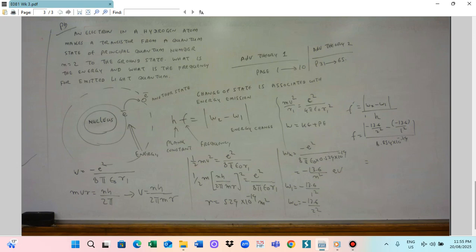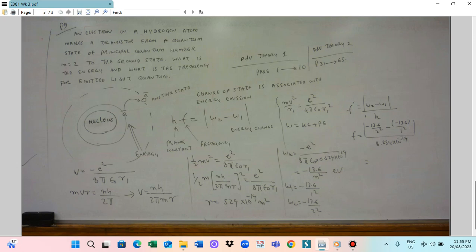So this is the way we can calculate for the hydrogen atom. Therefore we write the equation: W is equal to minus e squared divided by 8 pi epsilon-0 into R1. In this case, mvr is equal to nh divided by 2 pi, and therefore we can write the equation: v is equal to nh by 2 pi mr.